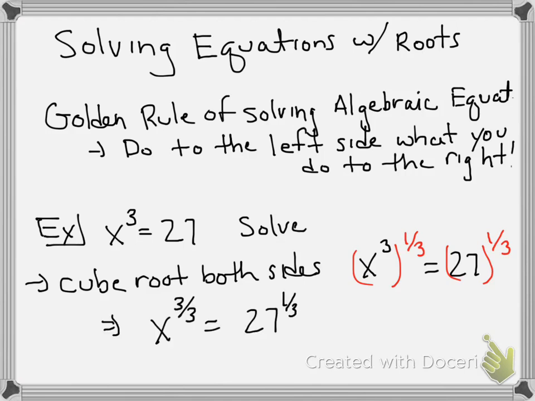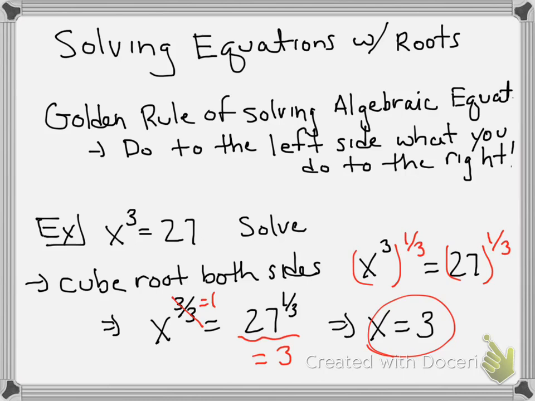We can rewrite that by using our rules for exponentials. We've got this x to the 3/3, which we can just cancel. That's just 1, right? And 27 to the 1/3 power, which you should have actually seen in the previous video, is equal to 3. And we see that x is equal to 3.